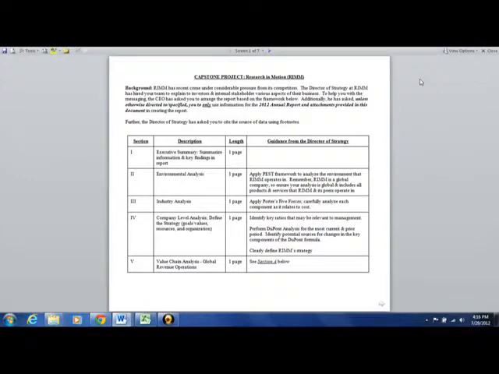So a page of the executive summary, then a page of the environmental analysis. So again, here's where you leverage the PEST framework. Then you go into industry analysis. Again, not company level analysis, the industry level analysis. So look at the mobile space in general and apply the Porter's 5 forces there.